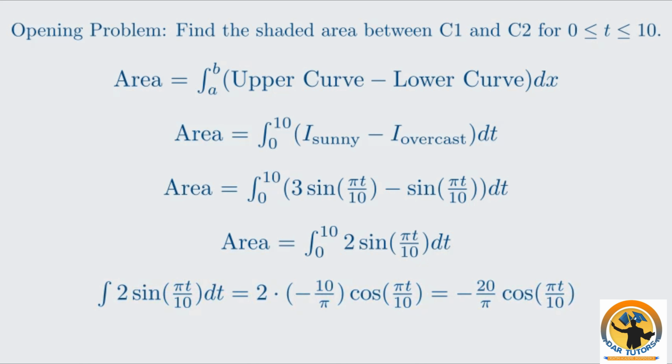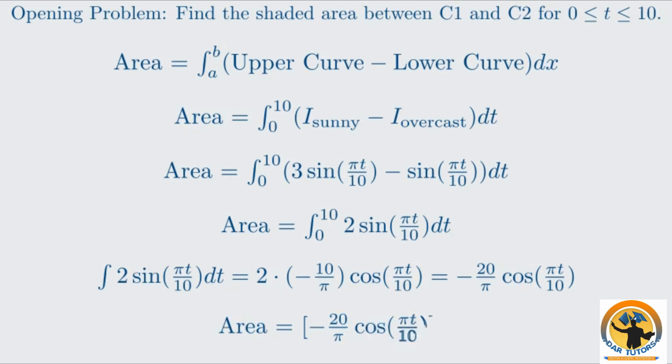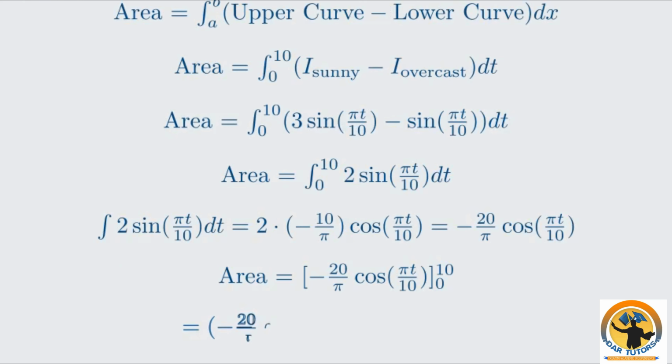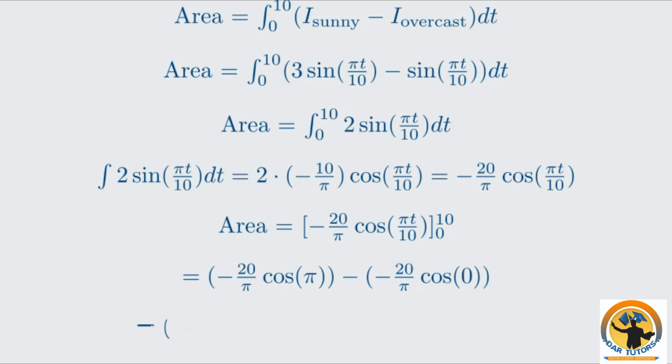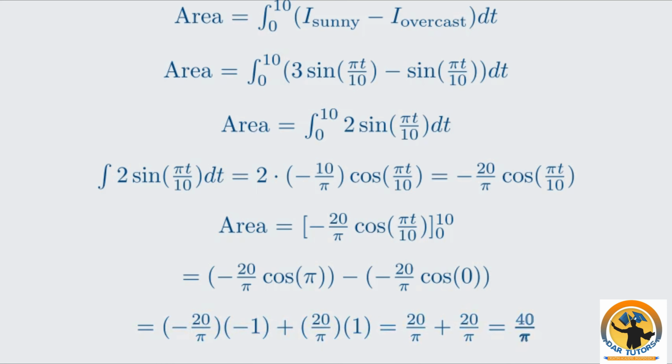Finally, we evaluate at the limits. We substitute 10 and 0. This gives us negative 20 over pi times cosine of pi, minus negative 20 over pi times cosine of 0. Cosine of pi is negative 1, and cosine of 0 is 1. So we have negative 20 over pi times negative 1 plus 20 over pi times 1. This is 20 over pi plus 20 over pi, which equals 40 over pi. The area is 40 over pi square units.